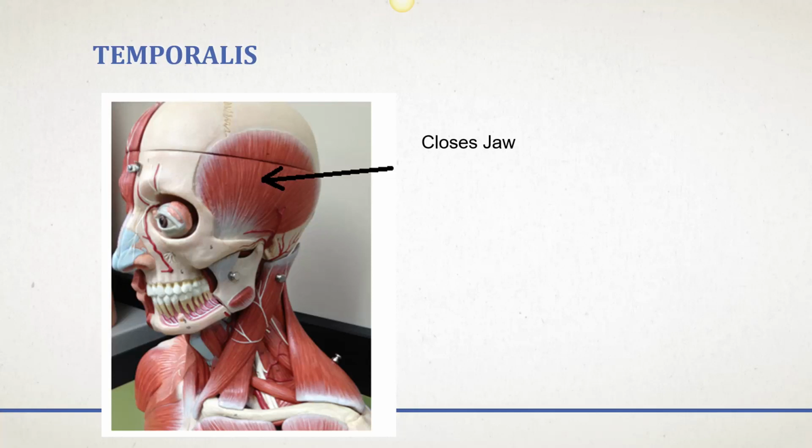Temporalis. So the temporalis is on the side of the skull here. It covers the temporal bone of the skull, and this is responsible for closing the jaw. So it originates up here in the temporal region, it inserts down here in the mandible, and when it contracts, the insertion is pulled toward the origin and it causes the closing of the jaw.